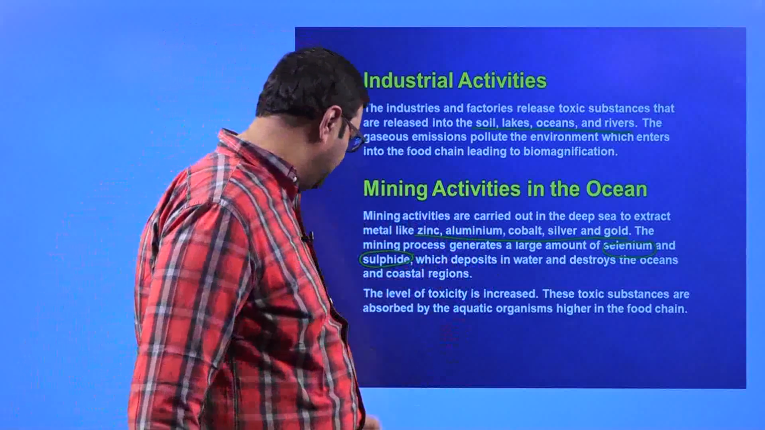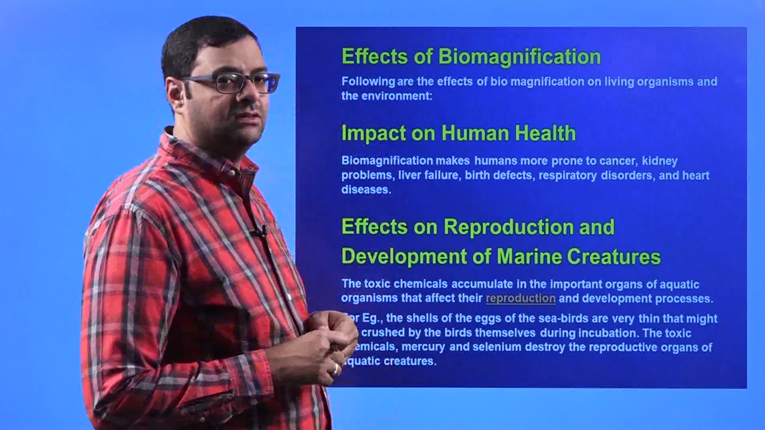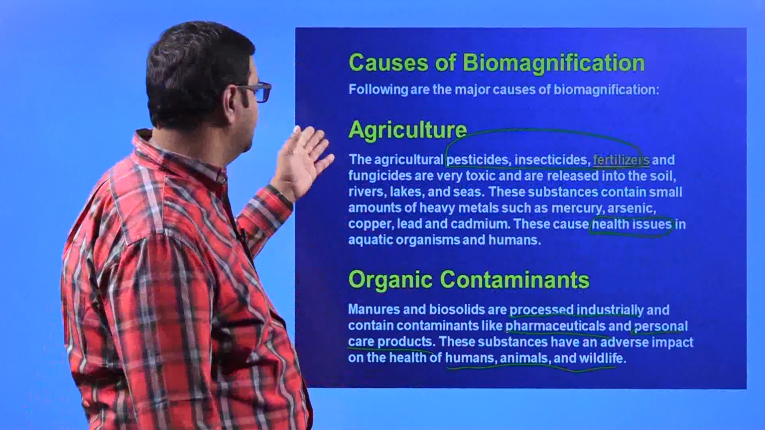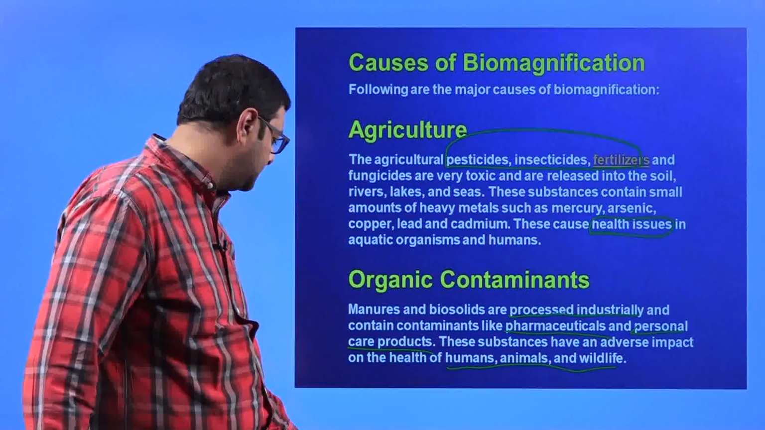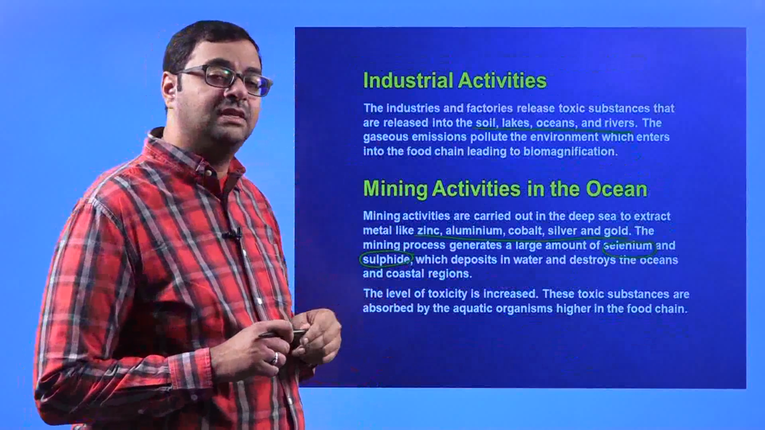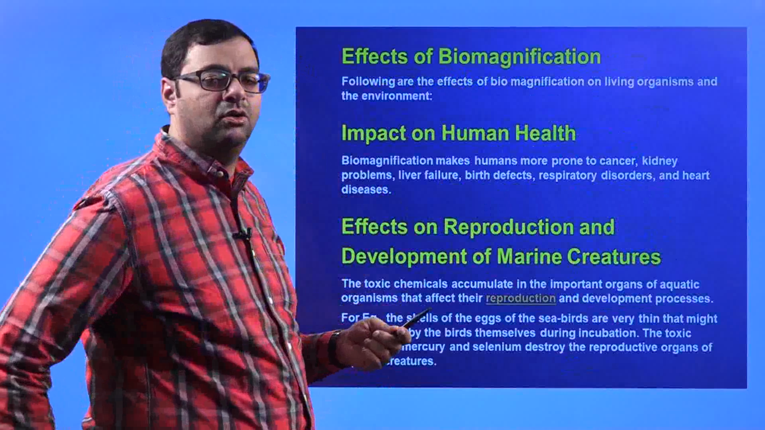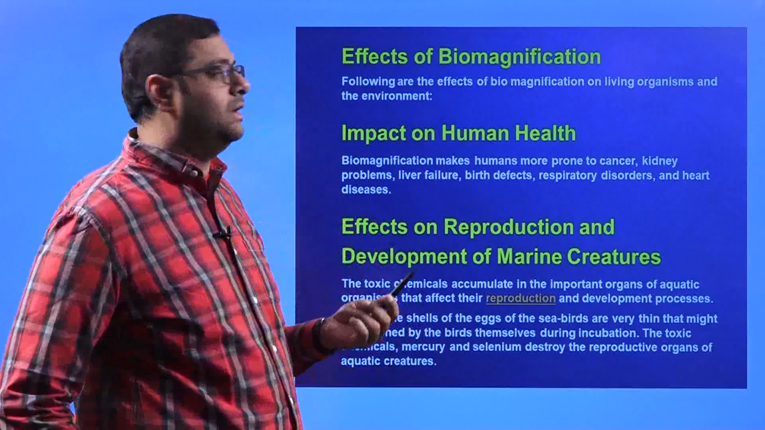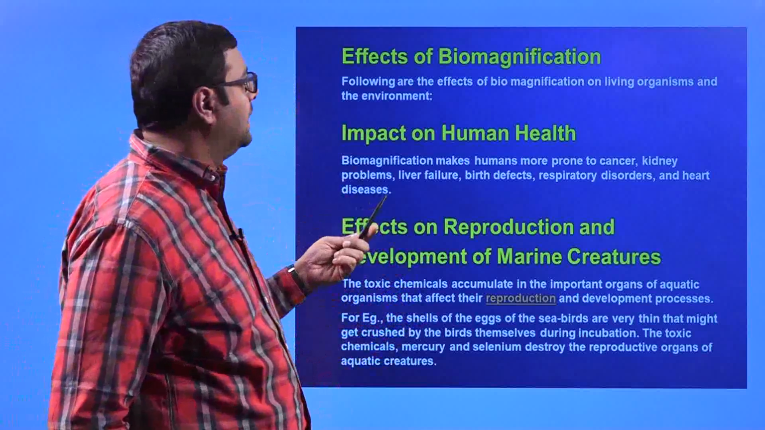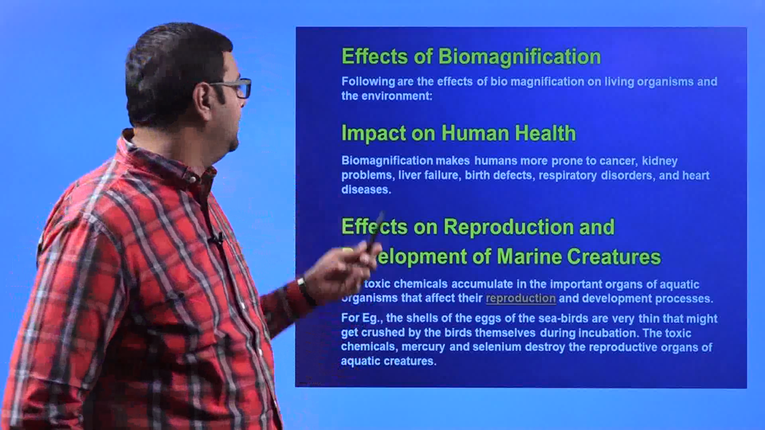Okay, moving on. Now, effects of biomagnification. So now we have seen the causes of biomagnification, that is agriculture, organic contaminants, then industrial activities, mining activities in the ocean. Now we will see what are the effects of biomagnification. The following are the effects of biomagnification on living organisms and the environment.